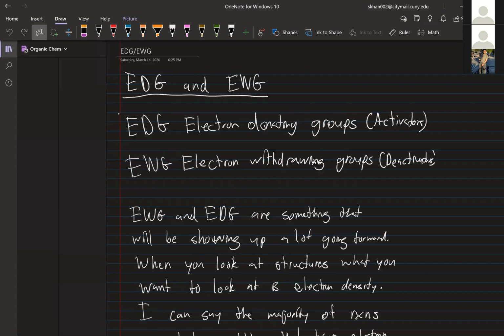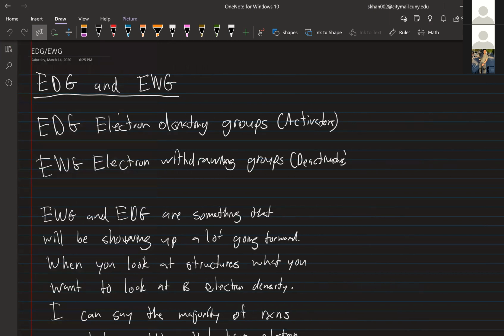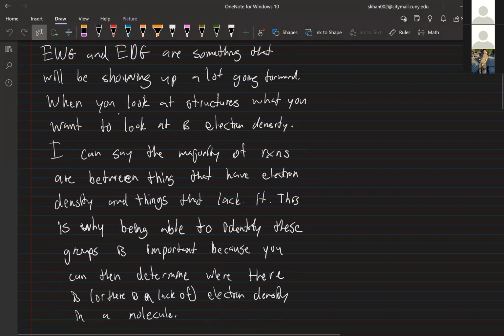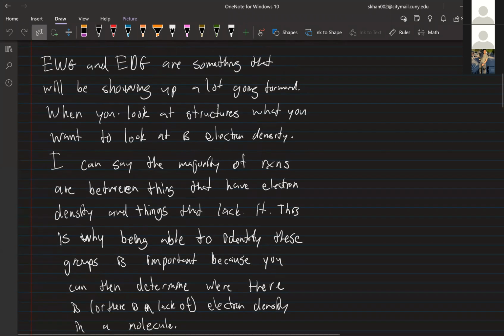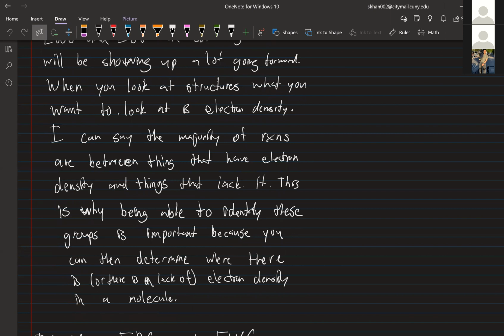While we are on this break, I realized that in one of my old chapters for this notebook, I did have a section on EDGs and EWGs. So, electron donating groups and electron withdrawing groups, right? This will be showing up a lot as you go forward. So what is it? The majority of reactions are between things that lack electron density and things that have it, right?